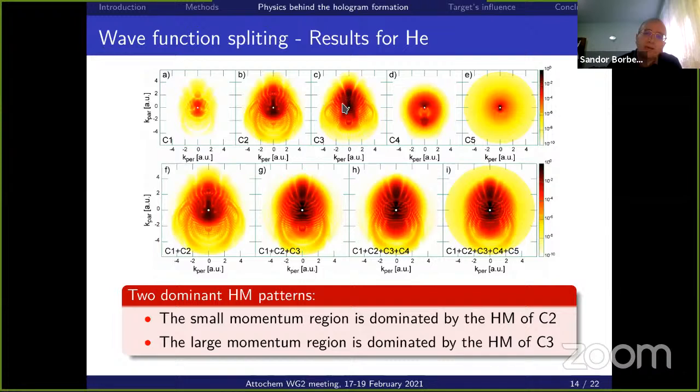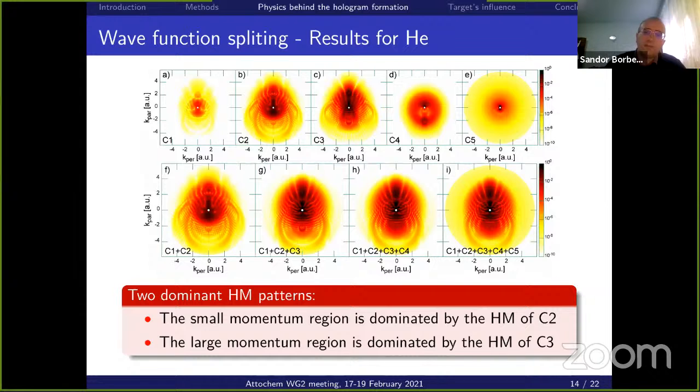The main physics is hidden in these 2 wave packets. And if you take a closer look at this C3 wave packet, you can very nicely identify that it's a very simple spider-like interference pattern, which is the result of the spatial interference.